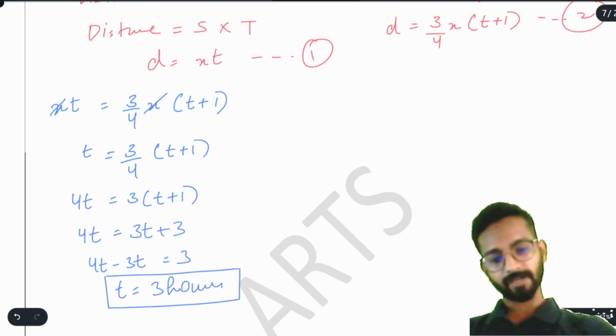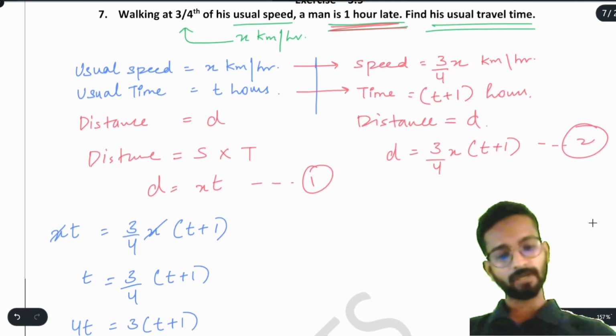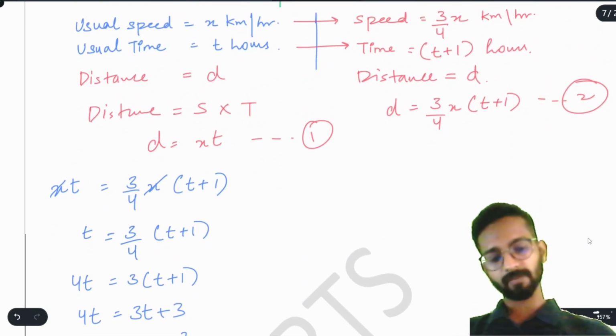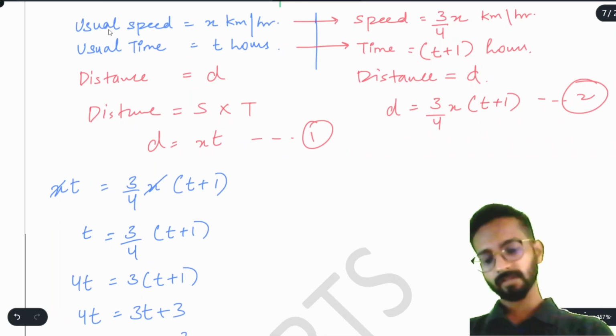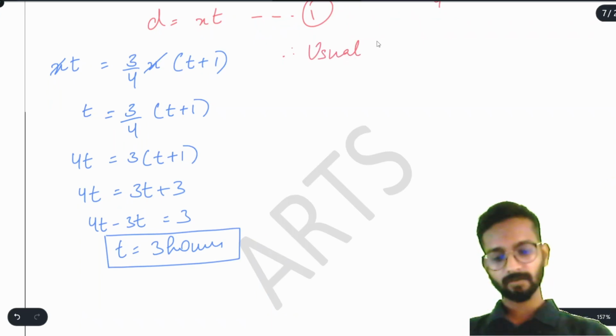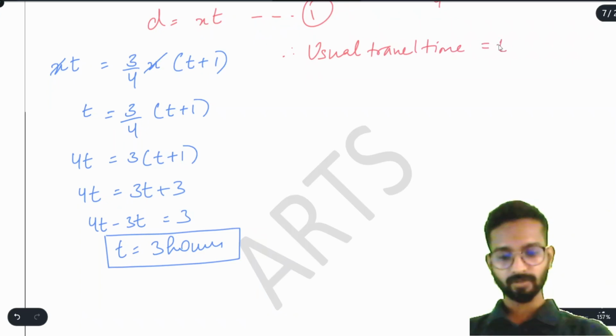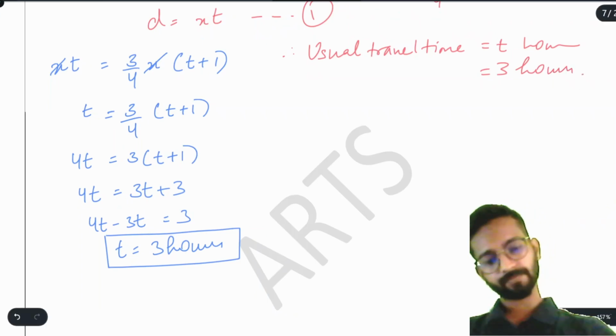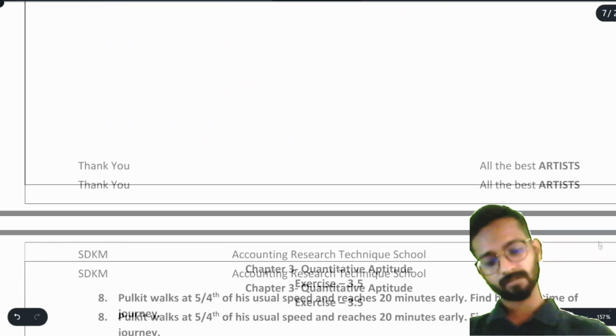What were we supposed to find out? We were supposed to find his usual travel time. So his usual travel time, what did we assume it to be? We assumed that his usual time is t hours and we have already found the t hours. What is the t value? 3 hours. So you can write, therefore, usual travel time is equal to t hours, that is nothing but 3 hours. Simple enough.